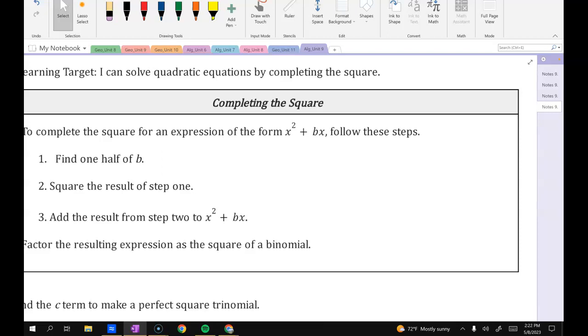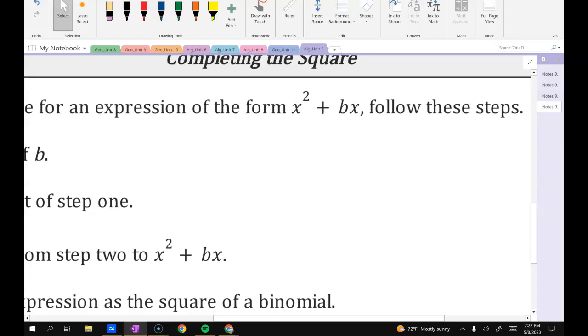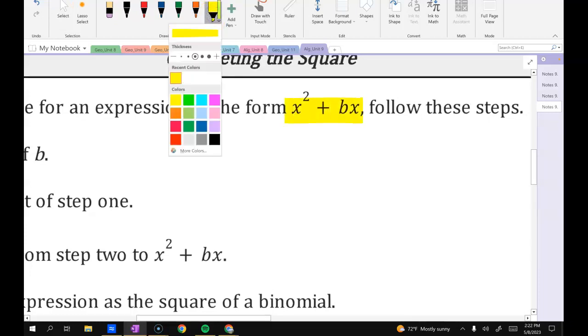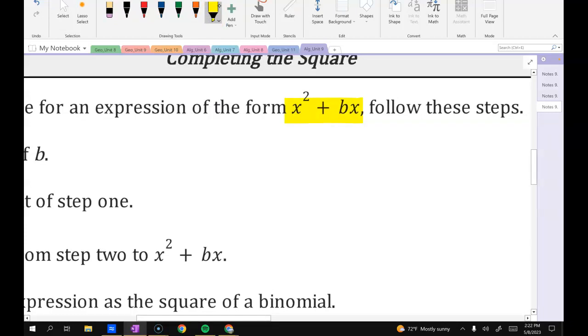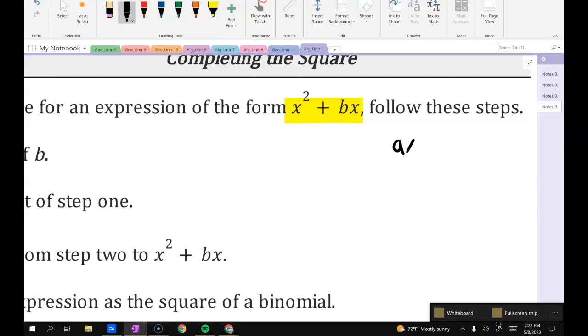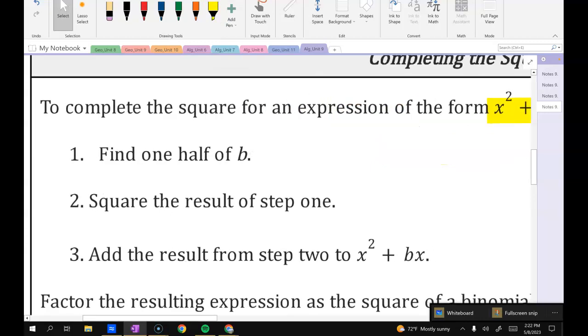So to complete the square for an expression, we start with x squared plus bx. And that comes from the standard form of our quadratic, ax squared plus bx plus c. We're just using this piece here to start completing the square. And I laid out the steps that you do. Your first step is whatever your b term is, you find half of it.